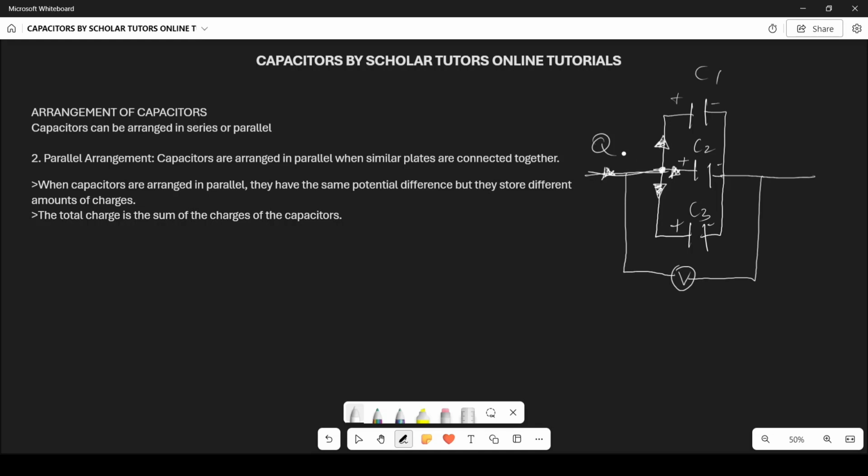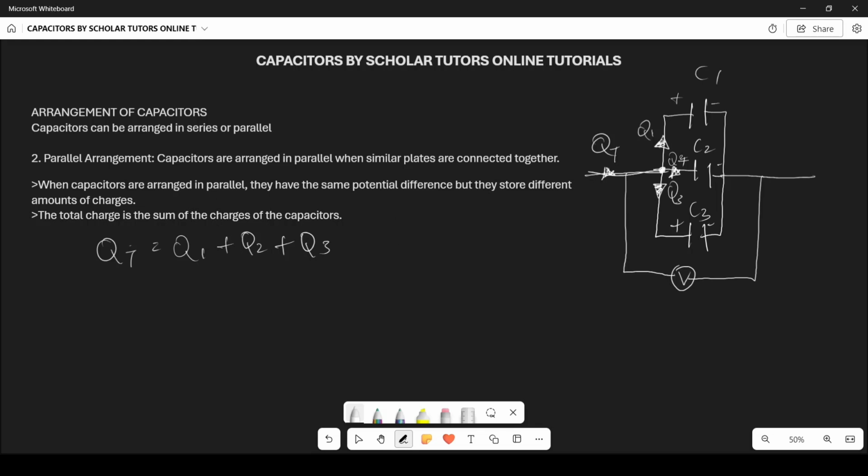I can decide to call the charge coming Q total. So as it splits, I can call this one Q1, this one Q2, and this one Q3. So Q total is equal to the sum of the individual charges, Q1 plus Q2 plus Q3.